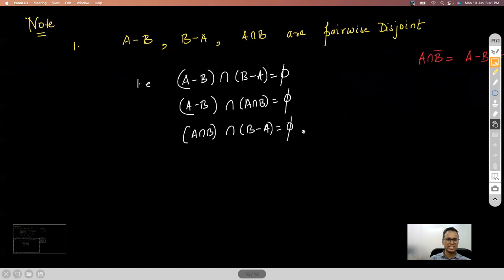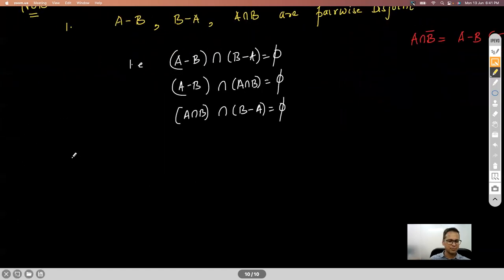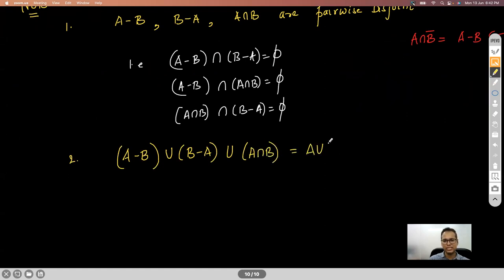Next point to be written. Please note this down. Second point: A minus B union B minus A union A intersection B makes the complete A union B.